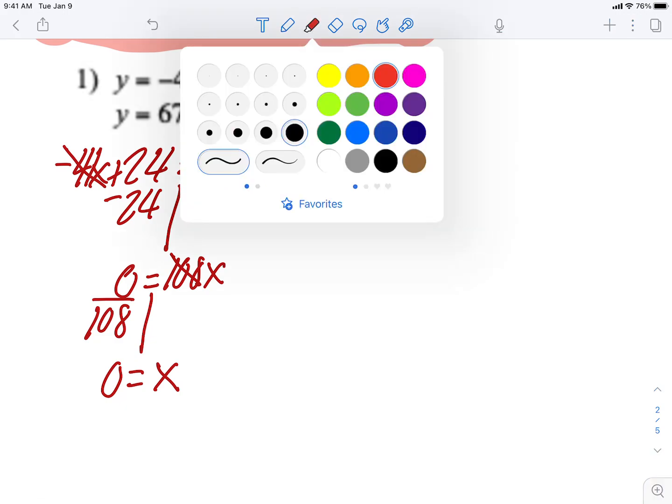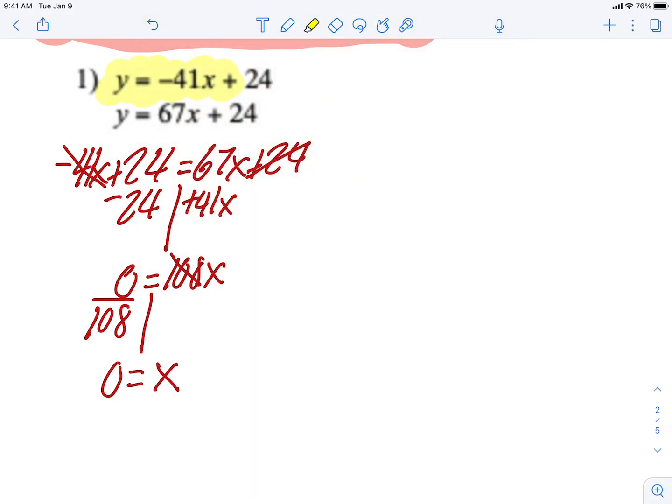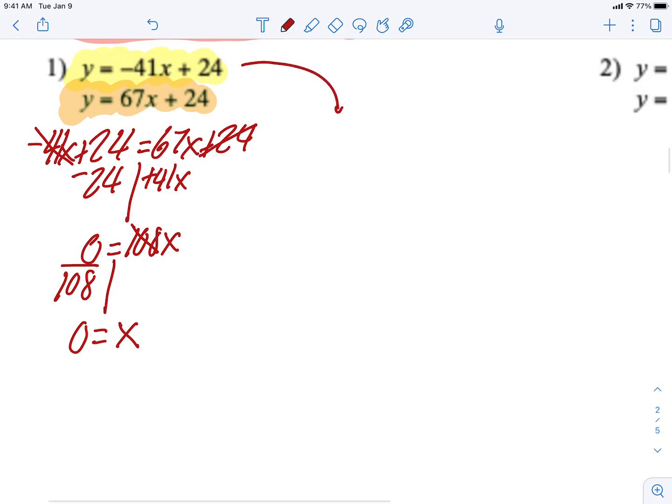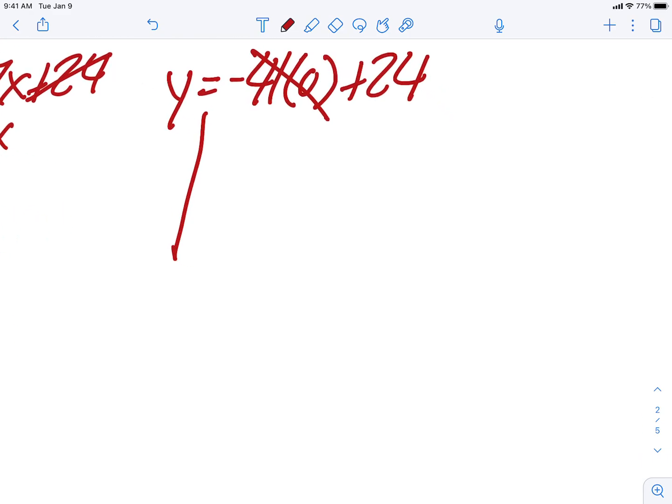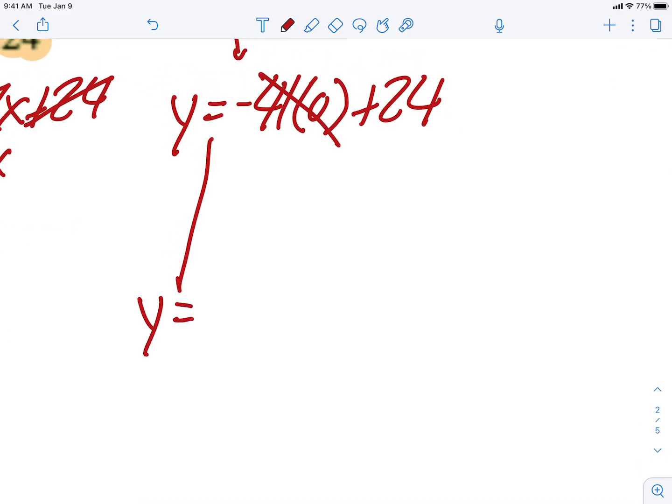So I completely forgot to do this in the very beginning, but I'm going to do it now. I'm going to highlight my two equations, right? And from this one, I'm going to pick yellow. So I'm going to bring yellow over, and I'm going to write y is equal to negative 41, but instead of x, I'm going to write 0 plus 24, because I know that x is equal to 0, so x goes in there, right? So 41 times 0 is 0. That's easy enough. So I'm left with y is equal to 24.